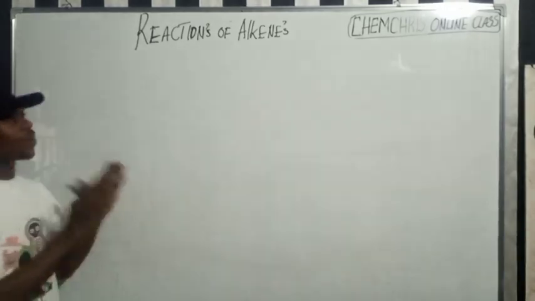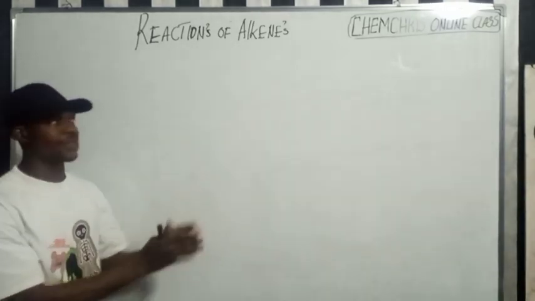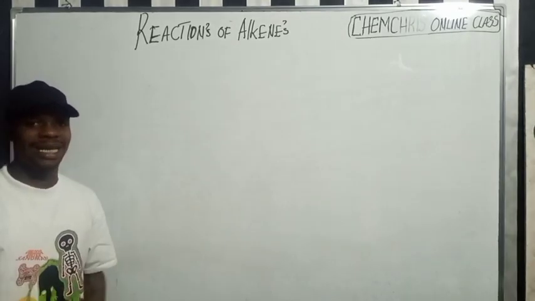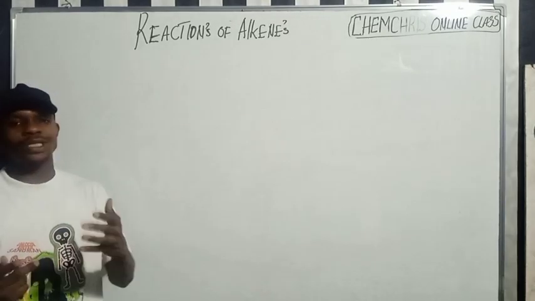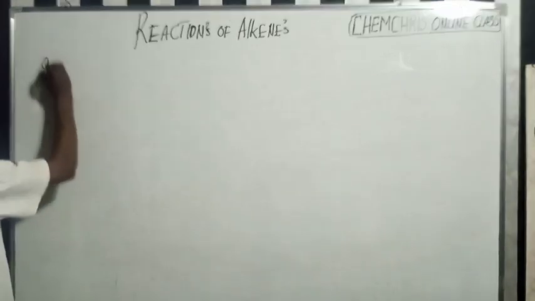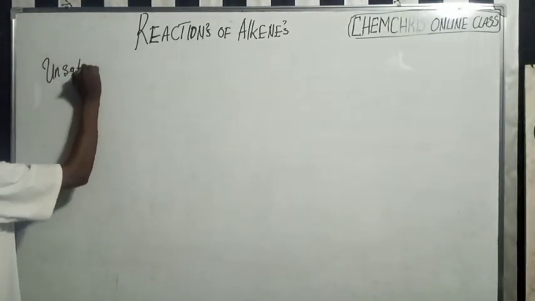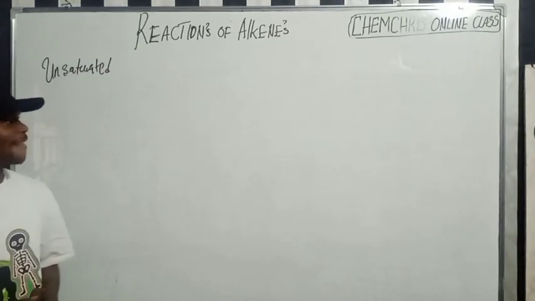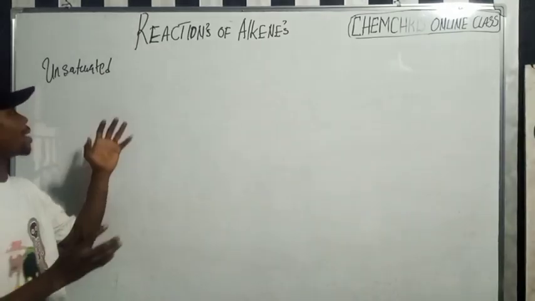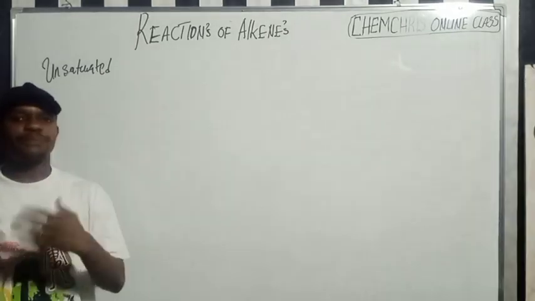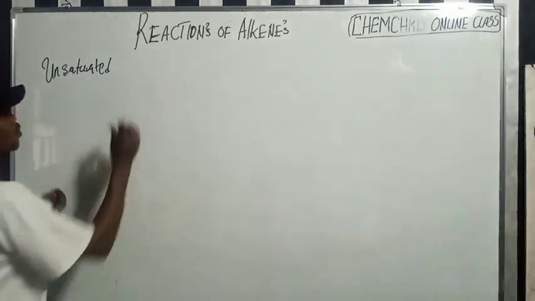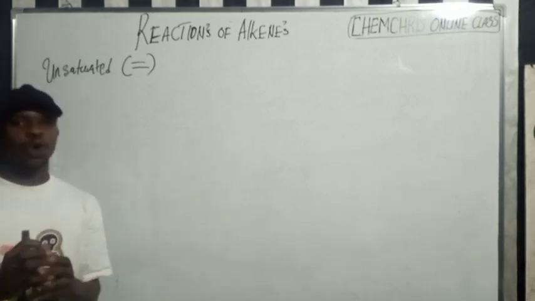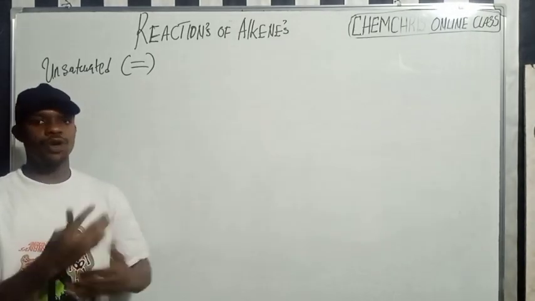Now let's look at the fundamentals. What you want to understand here is that alkene is an unsaturated organic compound. It's called an unsaturated hydrocarbon. Now, for an organic compound to become unsaturated, it must have a pi bond. So alkenes have double bonds. Okay, double bond.